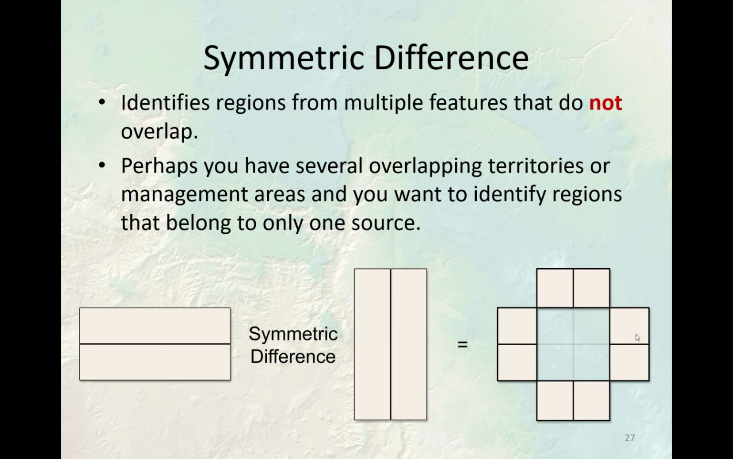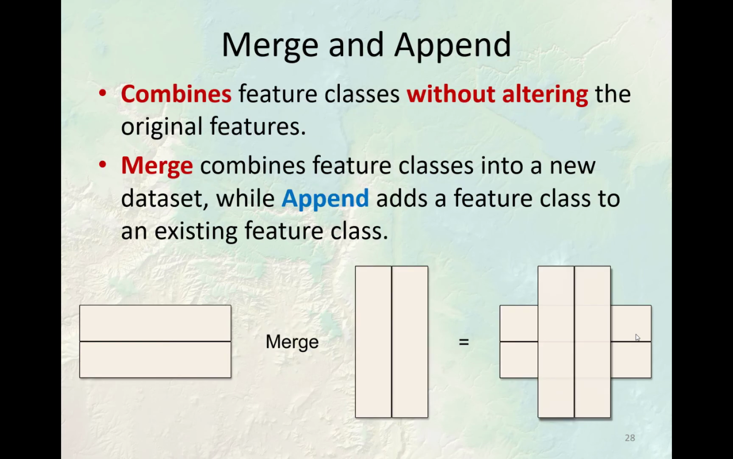So we used this Symmetric Difference tool to find those regions that only had a single jurisdiction, and that just made our task easier. That's the only time I've ever used this tool, but if you have a good example of it, please let me know and I will use it in future lectures.